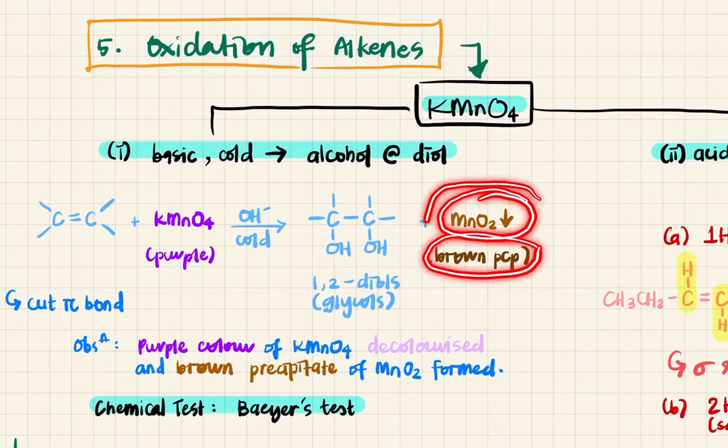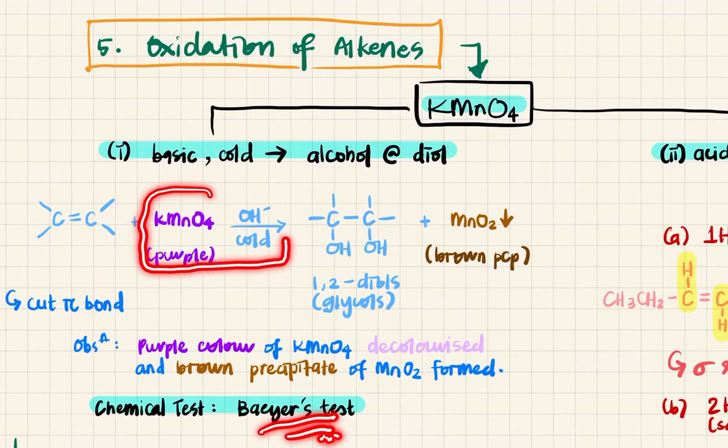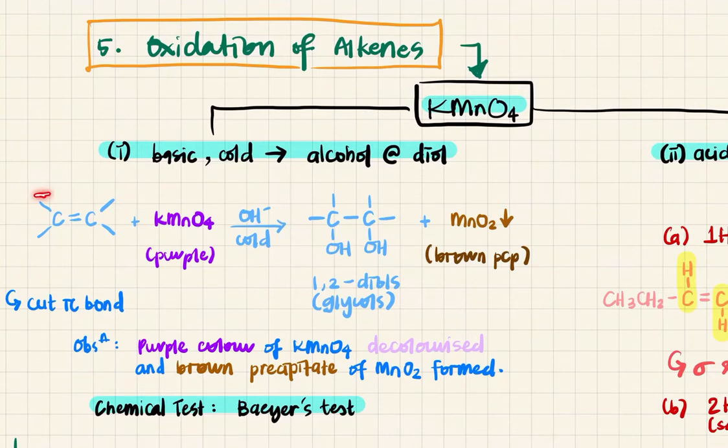Alright, so maksudnya ada observation lah. So this is actually called the Baeyer test. So ingat Baeyer test, awak punya reagent adalah KMnO4 in basic cold condition. Okay, so the observation, if you have the presence of carbon-carbon double bond in your molecule, is that your purple color of KMnO4 will decolorize and brown precipitate of MnO2 will be formed.